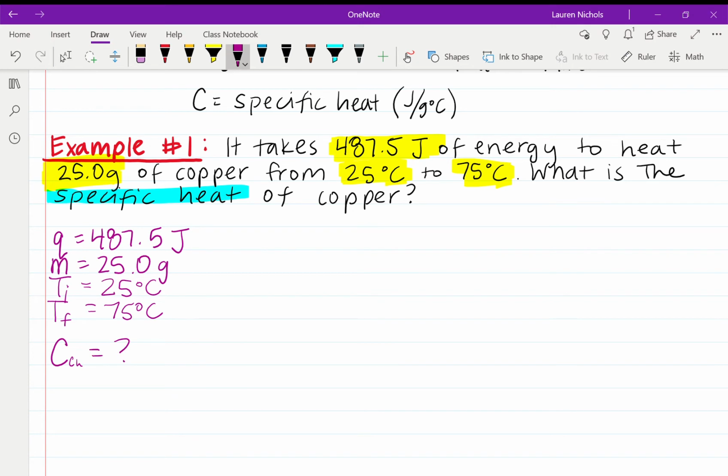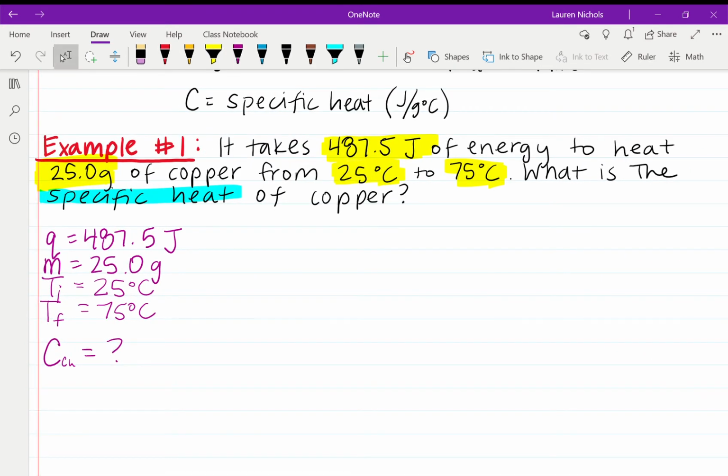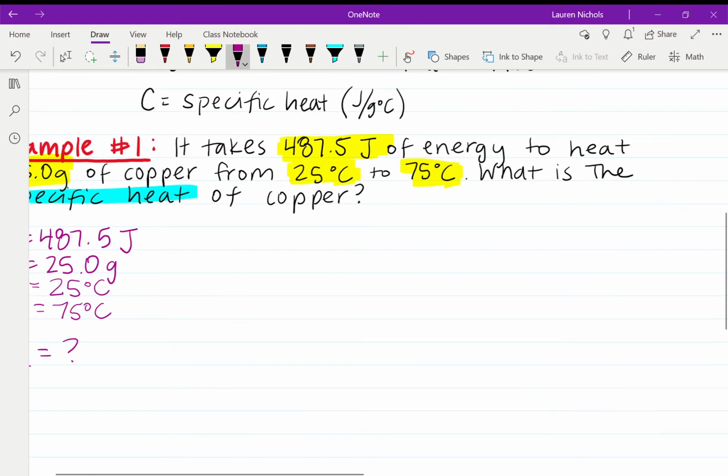That is our unknown. And so remember, in the GUESS method, GUESS is an acronym. The G stands for given, so we wrote down everything given to us in our problem. The U stands for unknown, so what are you looking for or trying to find? In this case, that would be our specific heat. And the next letter, E, stands for equation. So we write down our equation.